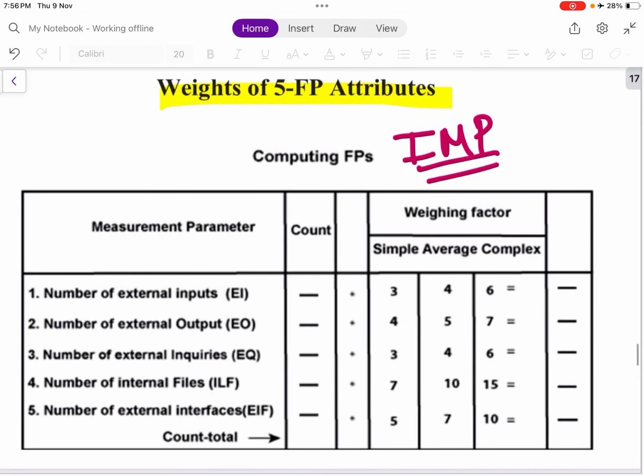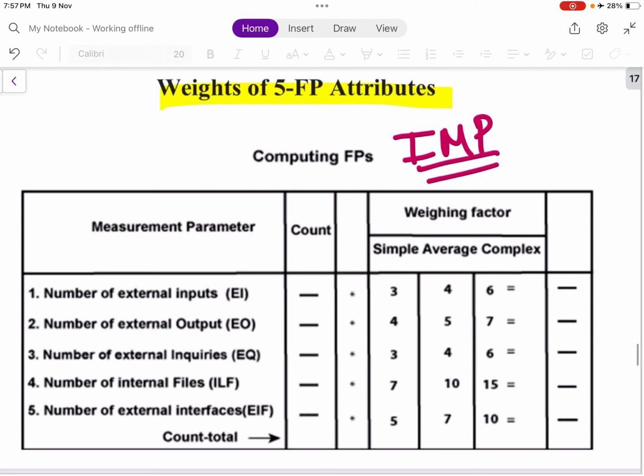So the weights of the 5 FP attributes, we'll revise this. Number of external inputs: simple 3, average 4, complex 6. Number of external outputs: simple 4, average 5, complex 7. Number of external inquiries: simple 3, average 4, complex 6.